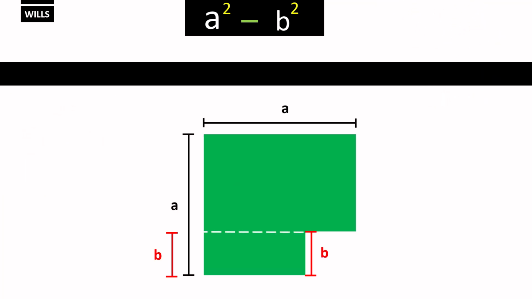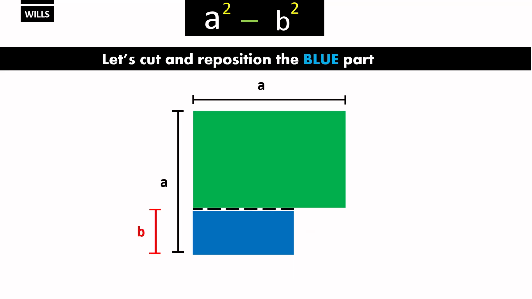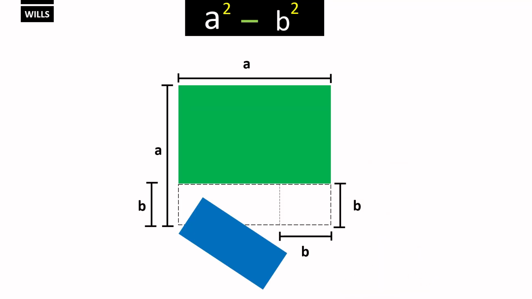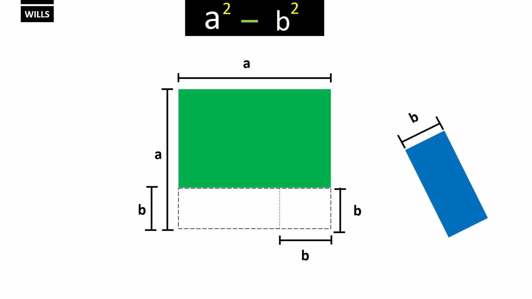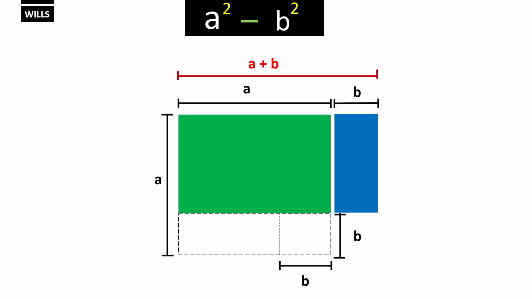Let's cut the excess part and reposition it. The excess part is the part that has been made blue. Let's cut it. So we have been able to cut the excess part, which is the blue part. Let's position it well so that we'll be able to get our four-sided figure back. This is our new shape, which is a four-sided figure. The length now is a plus b, and the width is a minus b.